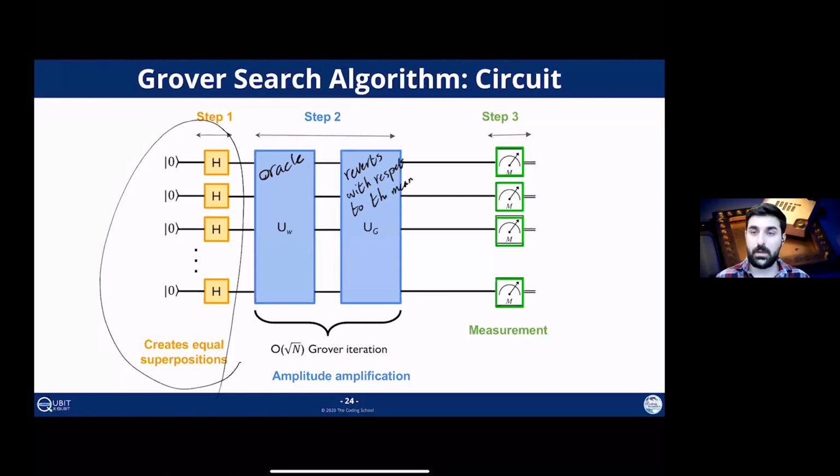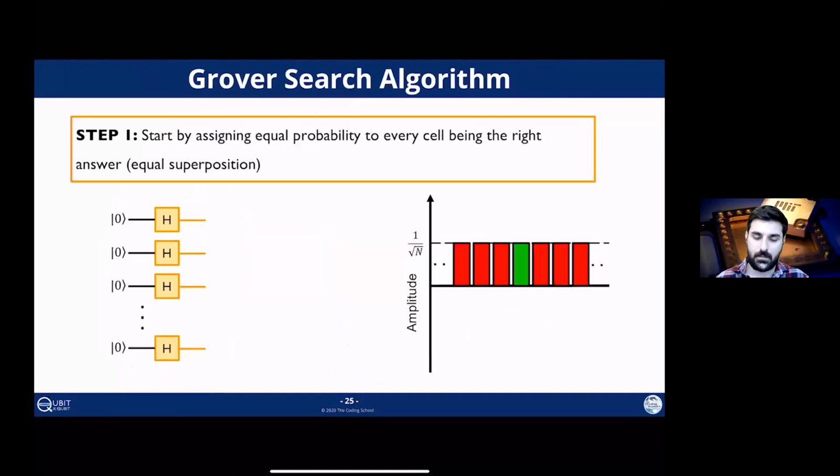And we will repeat the combination of these two operations O of square root of n times. The combination of these two unitary operations is usually called the Grover iteration. What I'm claiming is that we need to do O of square root of n Grover iterations for the amplitude amplification part, which is step two. And then we finally measure the circuit, and chances are with high probability we're going to get the correct answer popping out. Okay, so let's take it step by step.